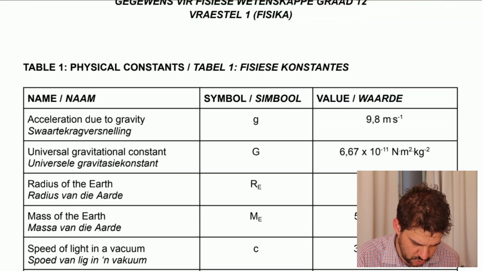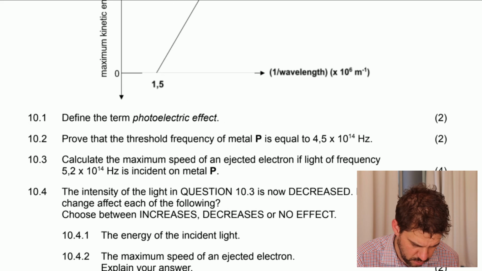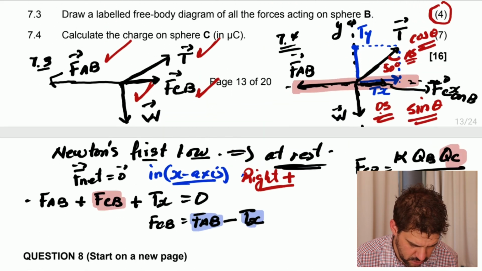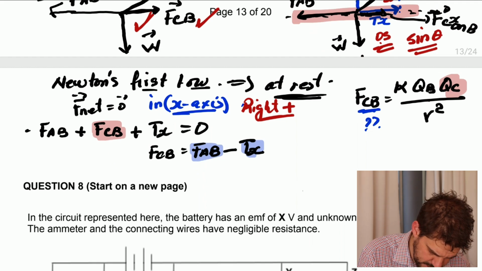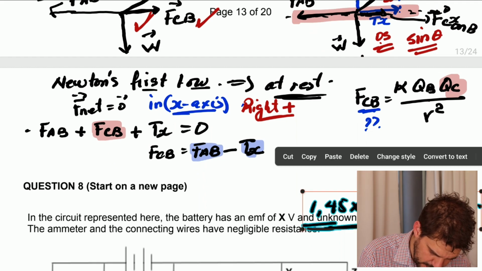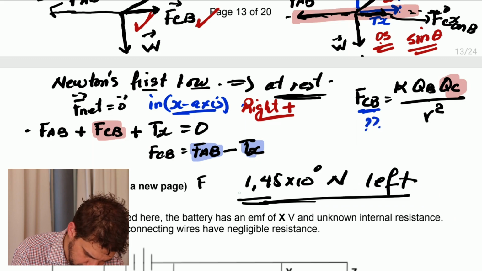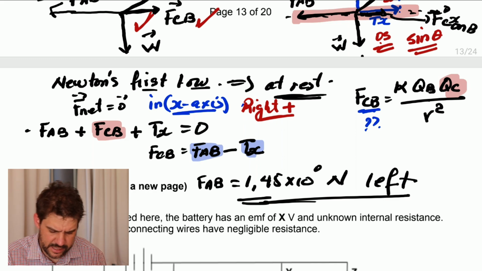Okay, if you see, this question paper is almost done. We're almost done with this question paper, which is important for grade 12. Here we are. I'm going to write it here. And here is the force. This one is F AB.